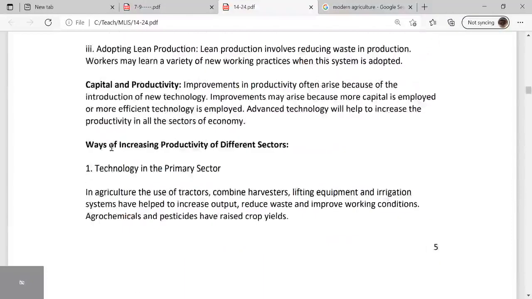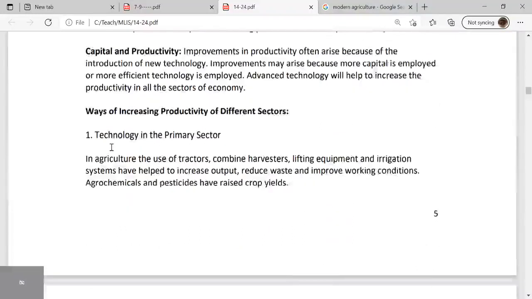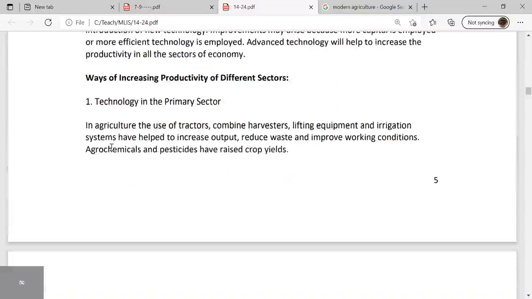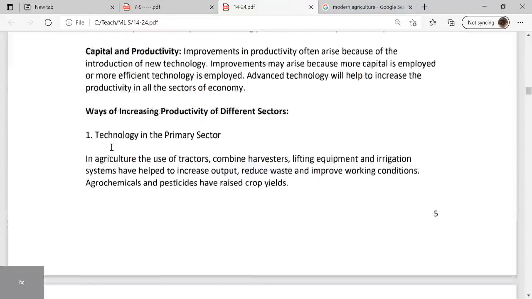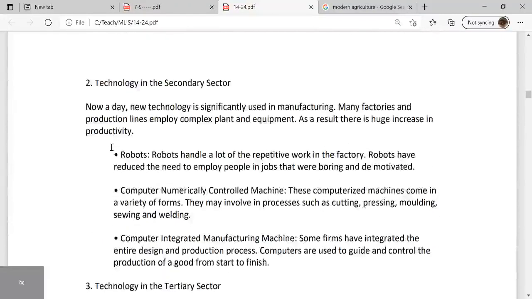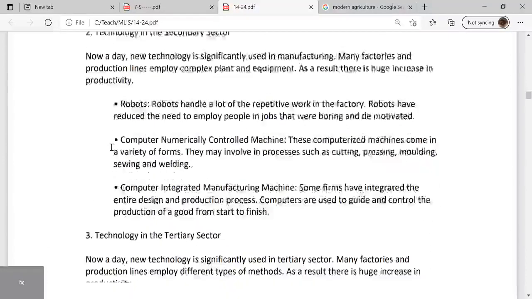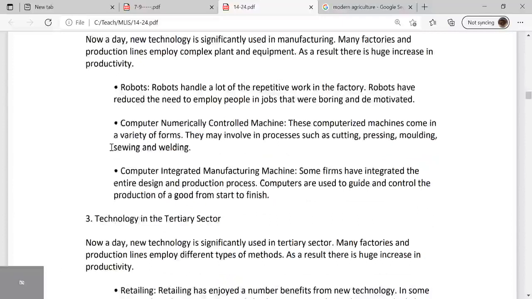Okay, next we have increasing the productivity of capital. We have the primary, secondary and tertiary sectors. If we use technology there, that means you can increase your productivity of capital. With money, you can buy large equipment in the primary sector. We already showed you some examples, right? Like tractors, combine harvesters, lifting equipment, irrigation systems. This will help you grow more crops and get more output in the primary sector, so productivity of capital will increase. The same goes for the secondary sector, if you can use robots, computer numerically controlled machines, and computer integrated manufacturing machines. All this will lead to better output.